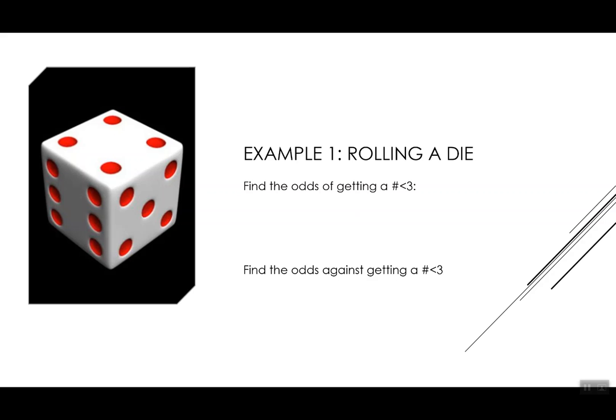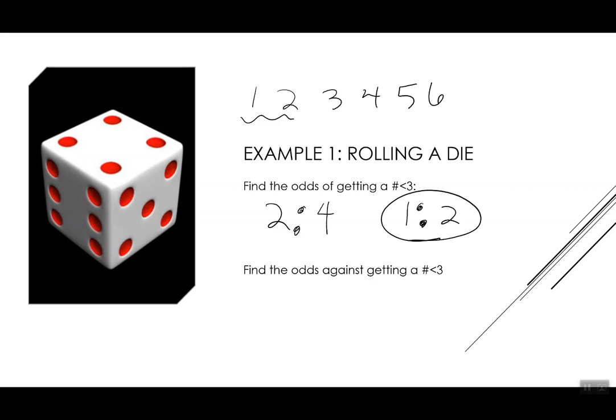Keeping this idea of rolling a die, let's look at the odds of getting a number less than 3. Well, we have 6 numbers, 1, 2, 3, 4, 5, 6. We can see 1 and 2 are less than 3, so there are 2 ways to get a number less than 3. And then we still have 4 numbers left over, so that's 2 to 4. Just like we do with fractions, we reduce odds as well. So 2 and 4 are both divisible by 2, so we want to make that 1 to 2 as our final answer. Now let's flip that around. The odds against getting a number less than 3, we're going to change that to 2 to 1.